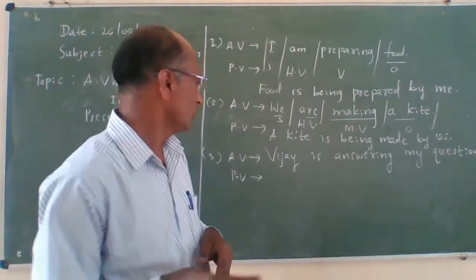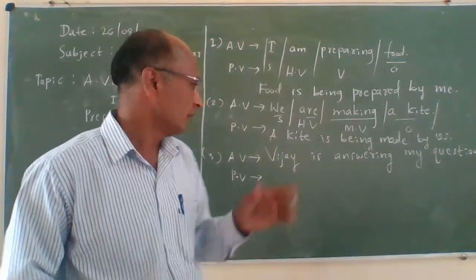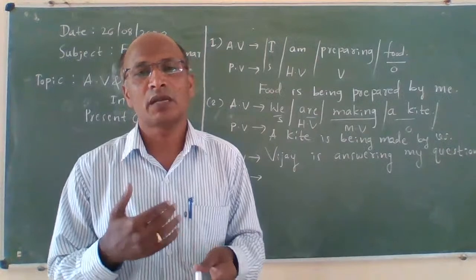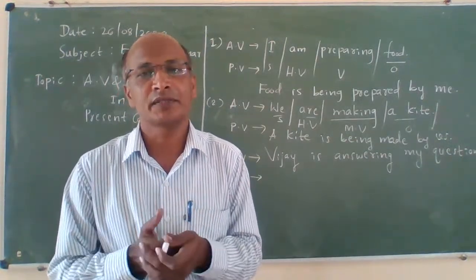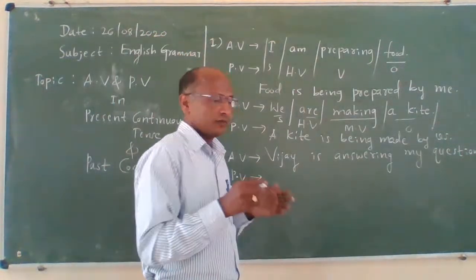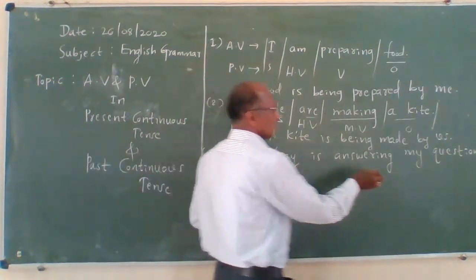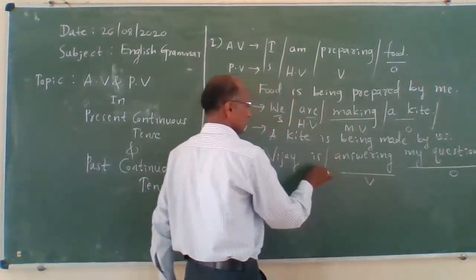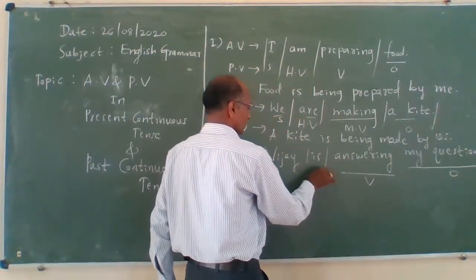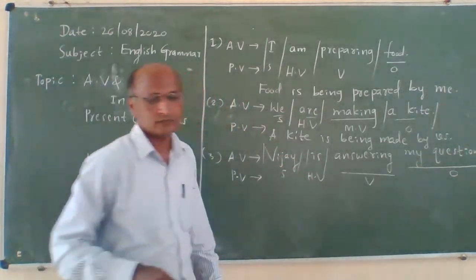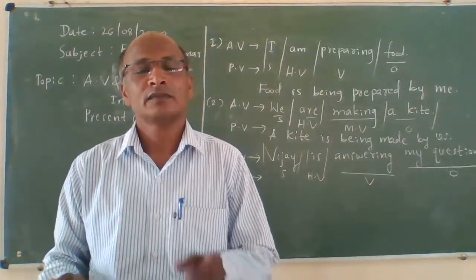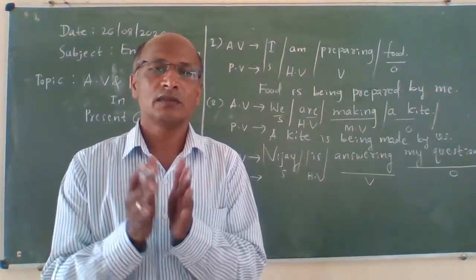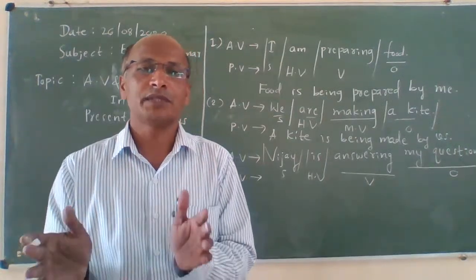Right? Let's move on to the third example. Vijay is answering my questions. To change from active to passive voice, we have to find out which is the subject and which is the object. My questions is the object. Answering is the main verb, is is the helping verb. Then Vijay is the subject. Right. Now we have found the object, helping verb, main verb, and subject.